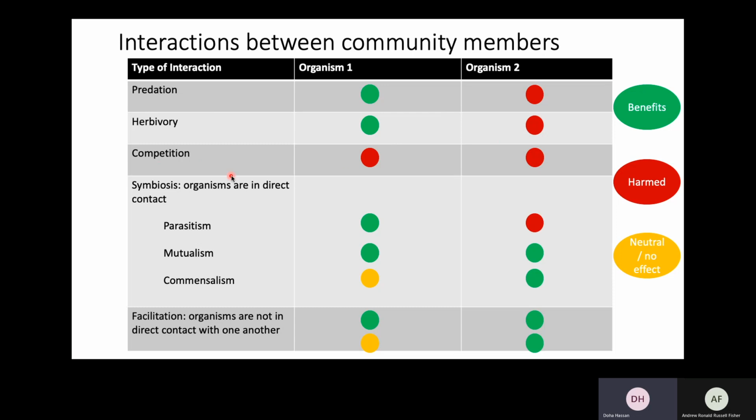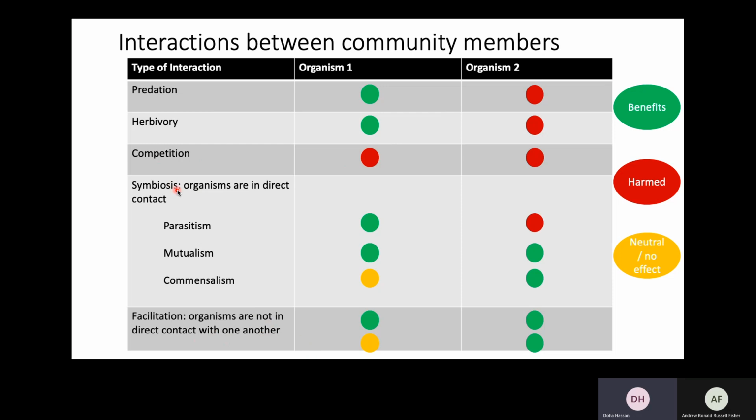Next, we have a group of terms that all have to do with symbiosis. Symbiosis means that these organisms need to be in direct contact, whereas it's a little bit different from facilitation, where the organisms are not in direct contact with one another.